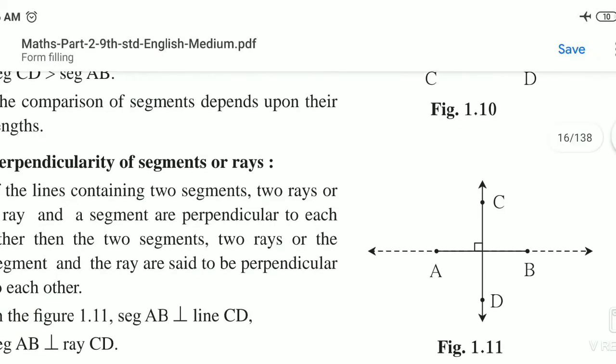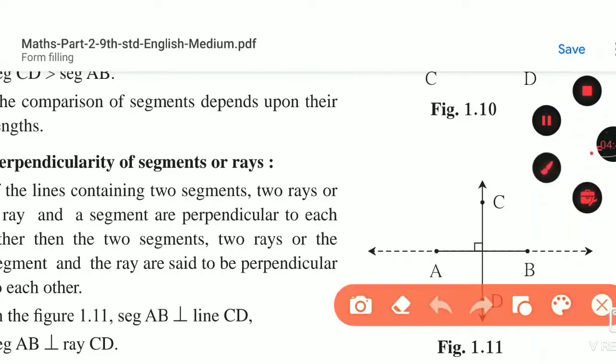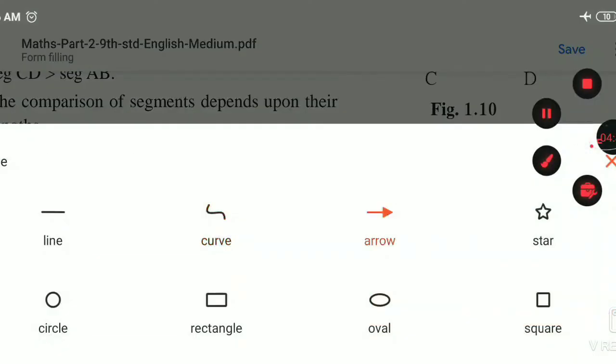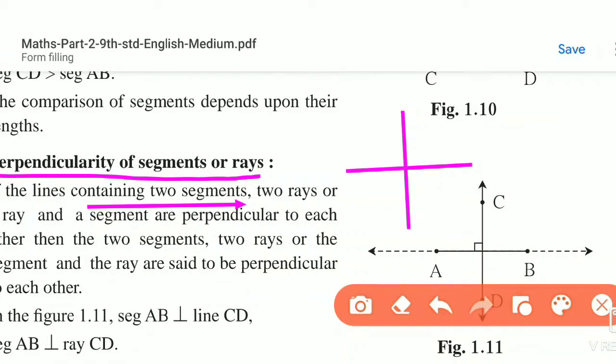Okay, now after that we will see the next point, that is the perpendicularity of segments and rays. For that I will draw some figures here. So if a line contains two segments, this is the line and this is another line segment, then if the lines contain two segments, two rays, we will see.